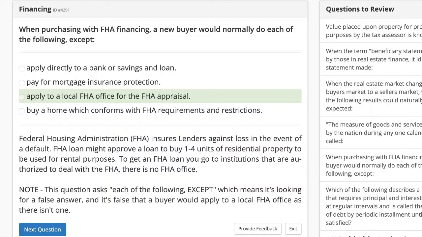Okay. Do you need a down payment for an FHA loan? Yes, you do. Do you need a down payment for a VA loan?